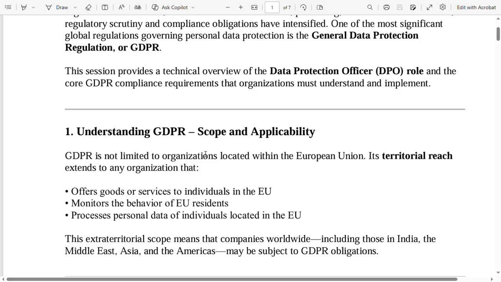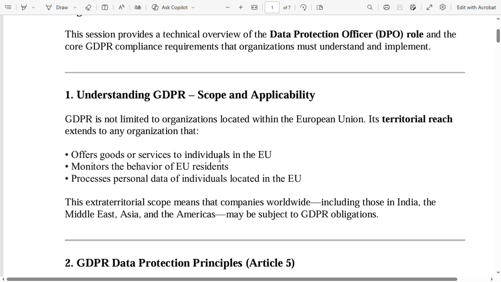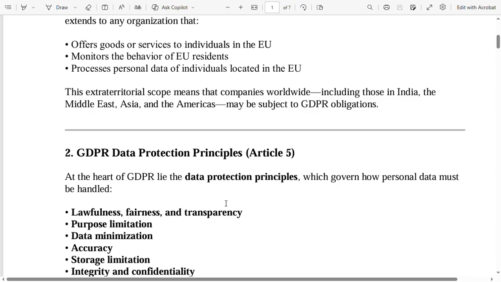GDPR is not limited to organizations located within the European Union. Its territorial reach extends to any organization that offers goods or services to individuals in the EU, monitors the behavior of EU residents, or processes personal data of individuals located in the EU. This territorial scope means that companies worldwide, including those in India, the Middle East, Asia, and the Americas, may be subject to GDPR obligations. Second, GDPR data protection principles.